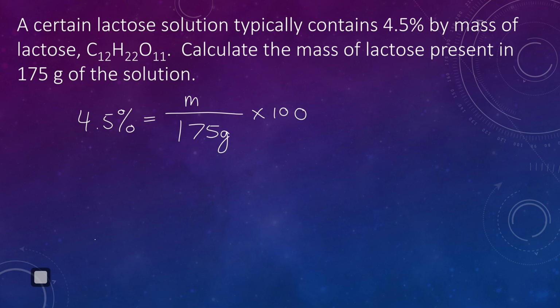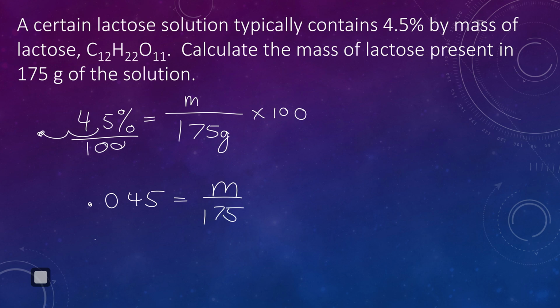Now, I would tell my students immediately, you can write this out, but if you're given a percentage, we always divide that by 100. We move the decimal point 2 times, and we're left with 0.045 equals M over 175. So we can skip that step if you really wanted to. We can immediately go to 0.045 equals M over 175. We then multiply the 175, and I get M is equal to 7.9 grams.